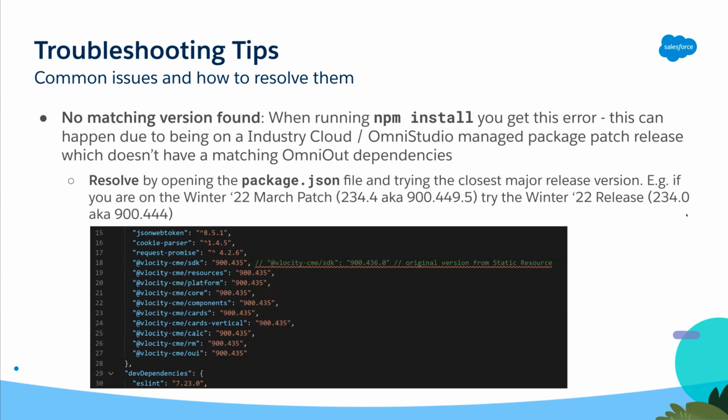Also, when you apply a patch in your org and you download the resource, you might get an error that you are trying to get a version of the package that doesn't exist. So always try to match the major package version. Just like in the example here, you might be on Winter '22 March patch, so 234.4. You can try to target the major version 234, which would be 234.0.0 in the package.json, right?